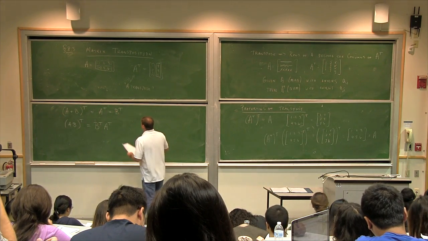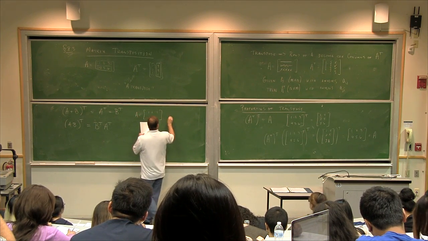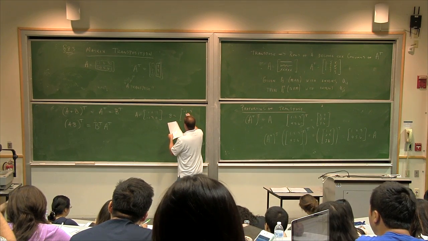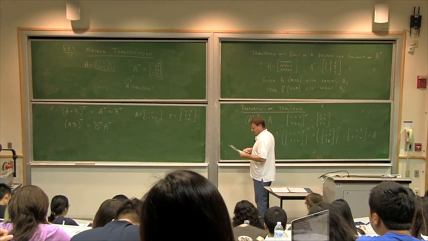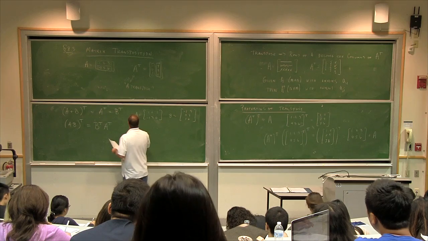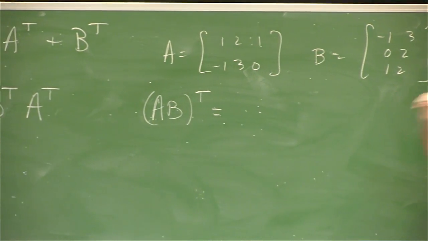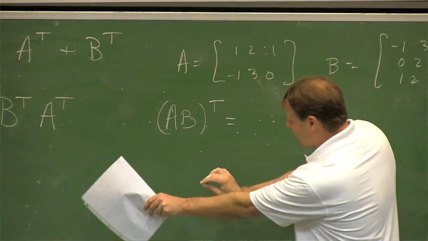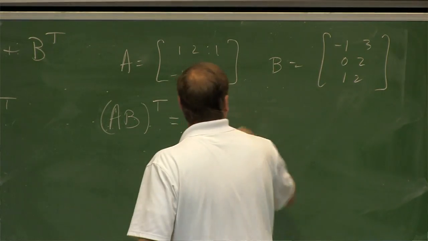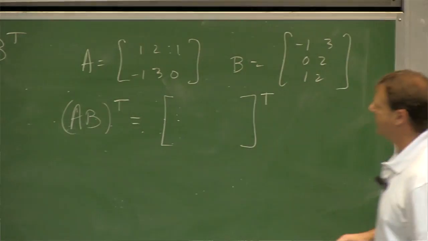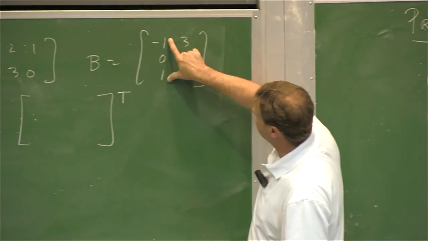So let's have a little example. A is 1, 2, 1, negative 1, 3, 0, and B is negative 1, 3, 0, 2, 1, 2. It's a chance to do some quick multiplication here. So (AB) transpose. First, what that notation means: if I double click on this or hover over it, a little window shows up that says multiply AB first, then take the transpose. All right, so let's do that. I'm going to do this multiplication. I can tell right now I'm going to get a 2 by 2 matrix.